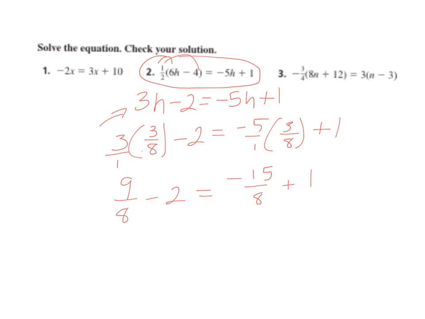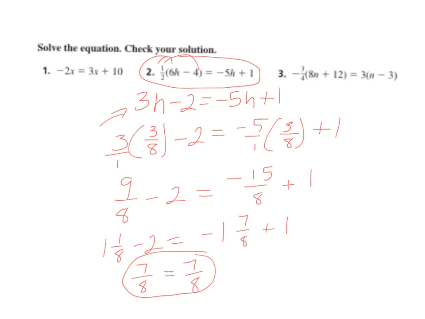So 9/8 is 1 1/8 minus 2. So if I have 1 1/8 and I minus 2, I get negative 7/8. And then negative 15/8 is going to be negative 1 and 7/8 plus 1. Negative 1 and 7/8 plus 1 is negative 7/8. So my check turned out to be good. Let's take a look at the last one.